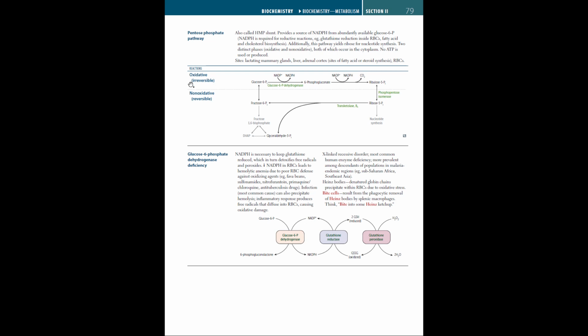The oxidative phase is irreversible and the non-oxidative phase is reversible. You can see here in the oxidative reaction, glucose 6P gets converted with the help of glucose 6P dehydrogenase to 6-phosphogluconate. This is where one NADP plus gets its H, as a hydrogen molecule.